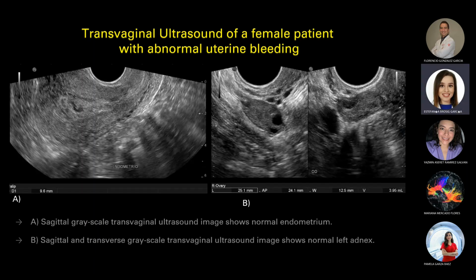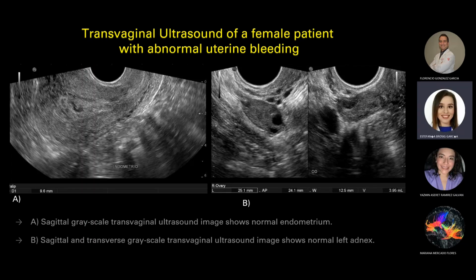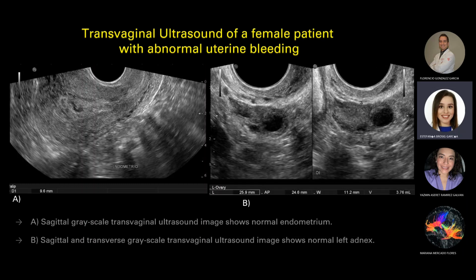And in the next slides, we can see the endometrium, which is normal size according to the age of the patient. We can see the normal right ovary with normal measurements, a volume of 4 milliliters, excuse me, and the left ovary also with a follicle and normal size.